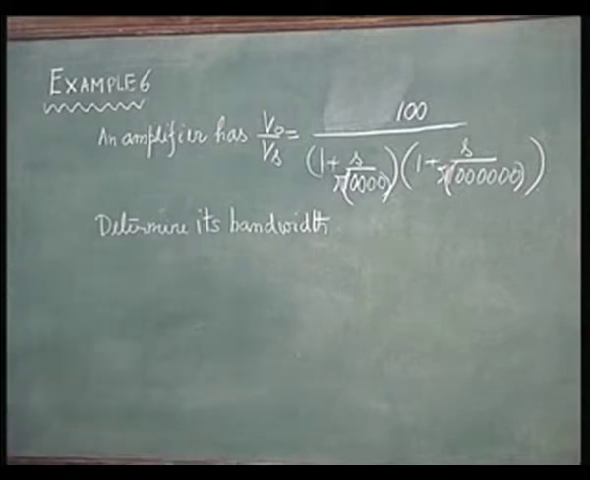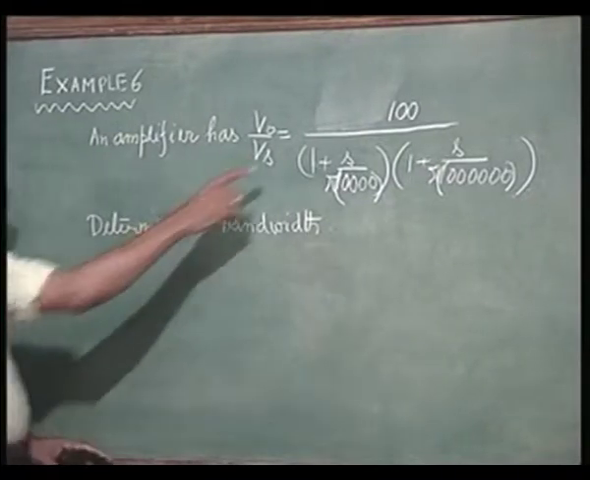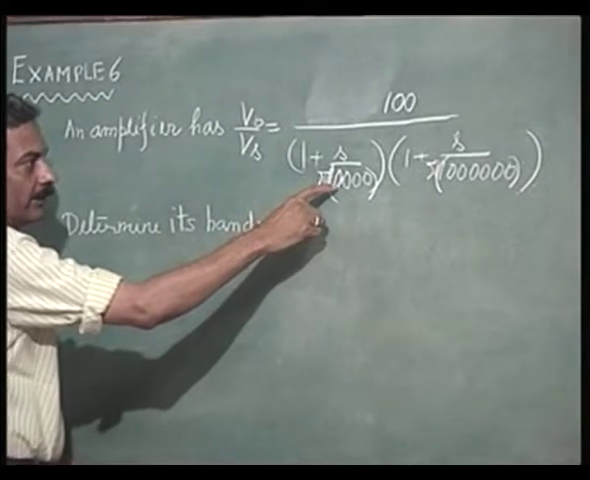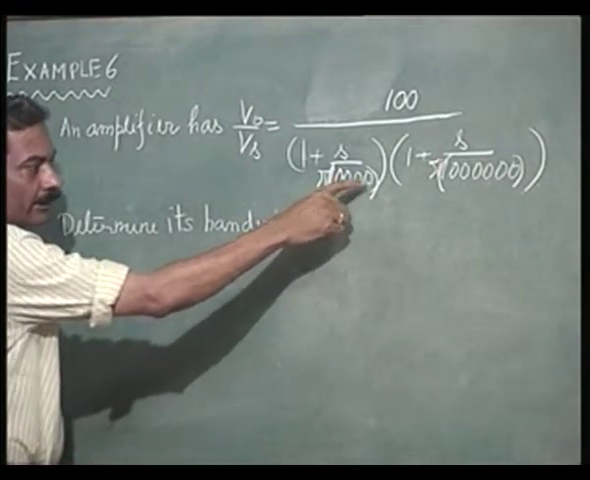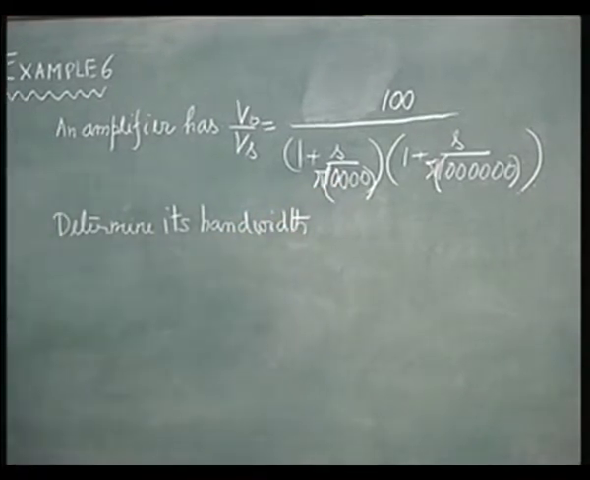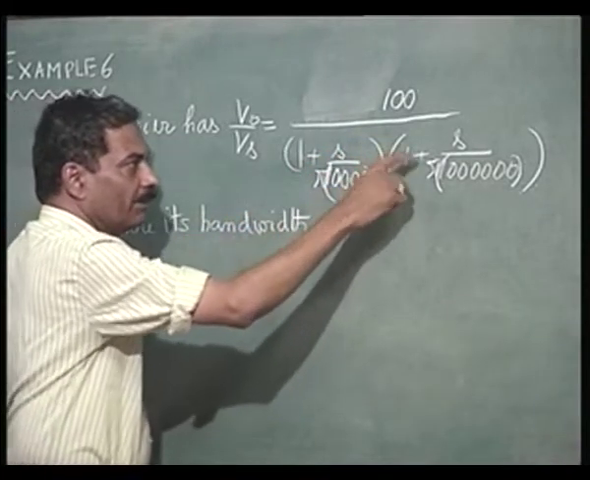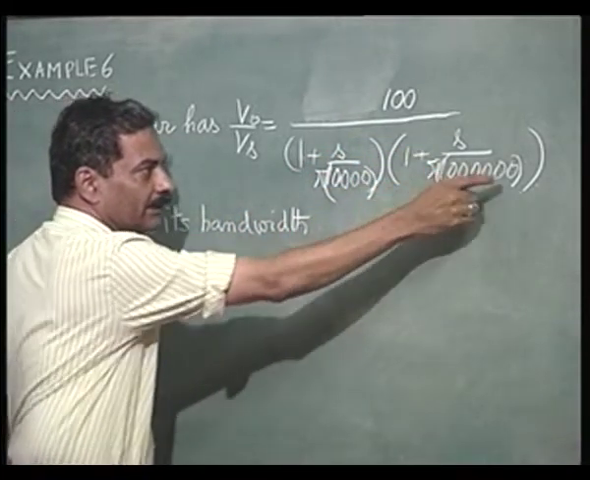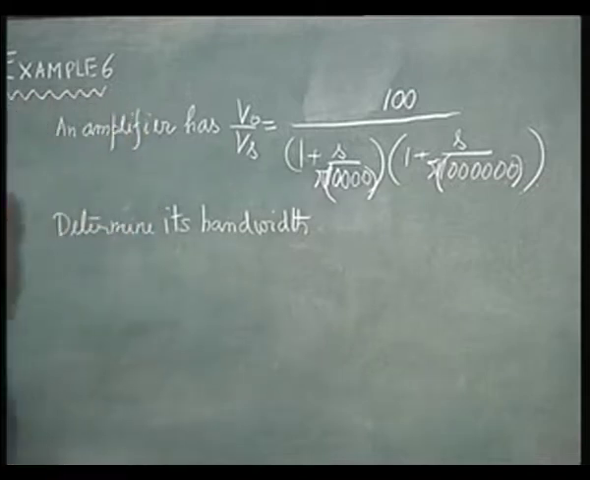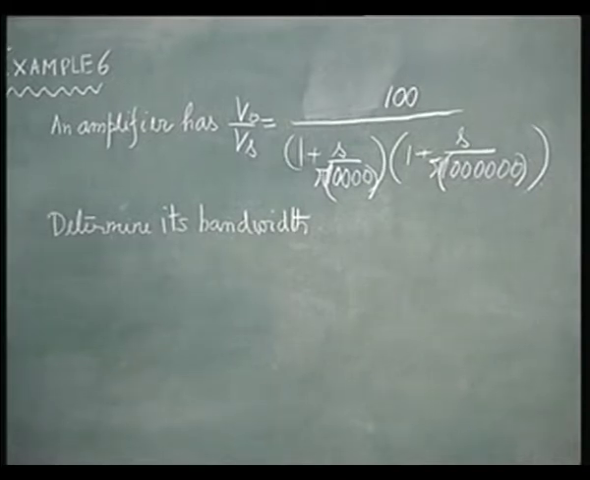So, let us consider the example 6. An amplifier has V naught over Vs given as 100 by 1 plus S by pi into 10,000, that whole thing multiplied by 1 plus S by pi into 10 to power 6. So, this is the characteristics of the amplifier. You are asked to find out its bandwidth.